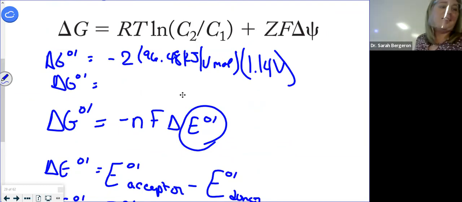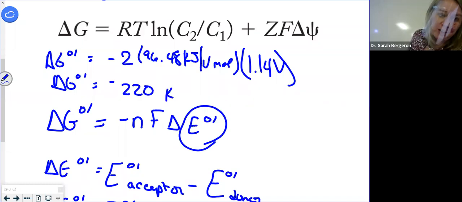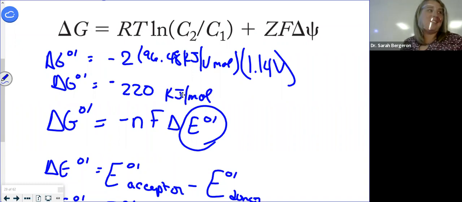Check my math. What do we get? Should be negative because it happens, right? It's got to be negative. So we'll round to 220 kilojoules per mole. Okay, that's standard.